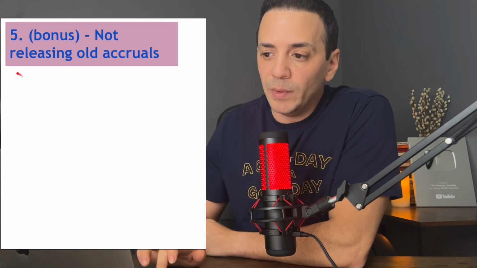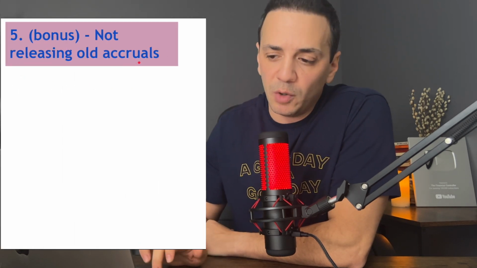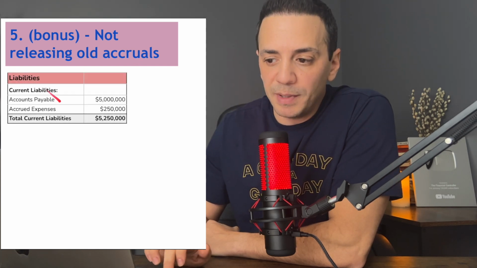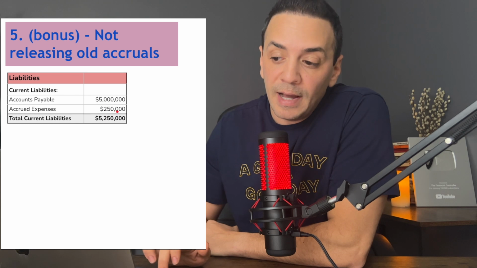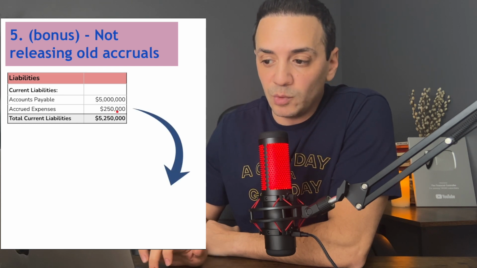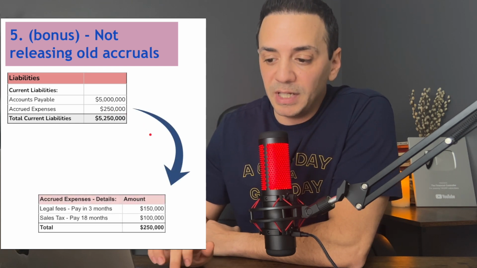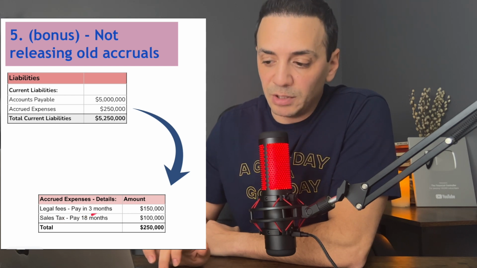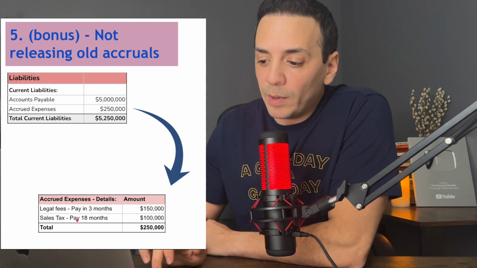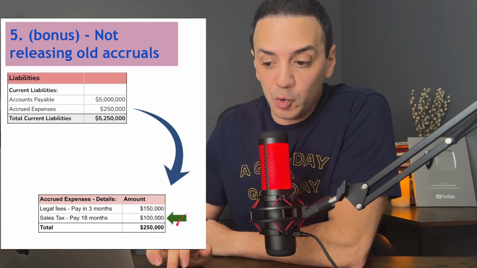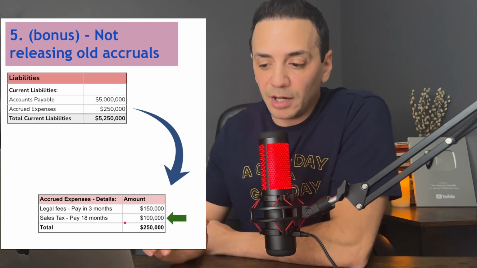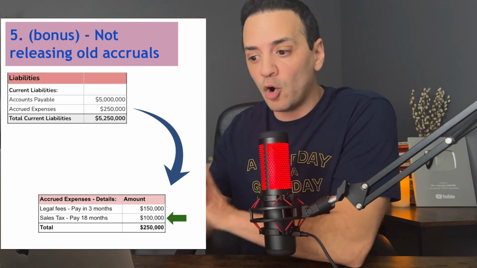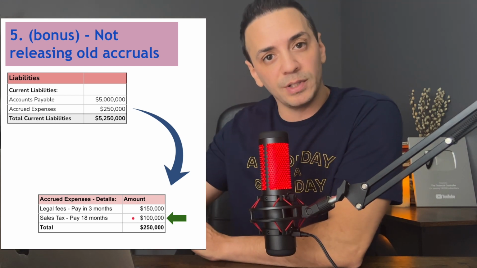This mistake has to do with not releasing old accruals. So the example is, if we're looking at the liabilities section of the balance sheet and I have accrued expenses for $250,000, I break it down further to see what's underneath the $250,000, and I find that it's made up of legal fees, $150,000, and sales tax, $100,000. That makes up the $250K, right? What happened here is the $100K that I accrued as sales tax. This is an item that I accrued based on the advice of outside tax advisors. They told me that I owe $100K for back taxes to the state, right?